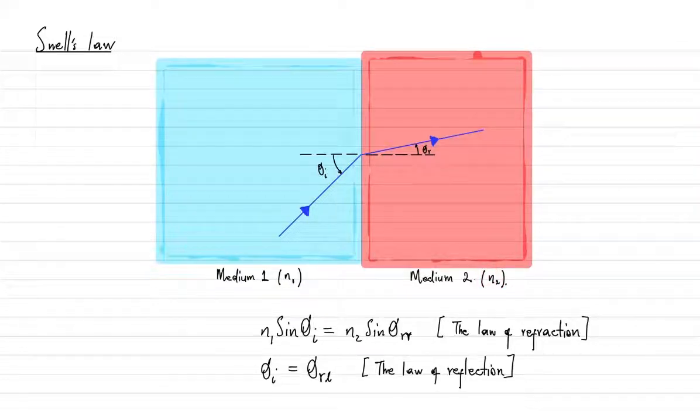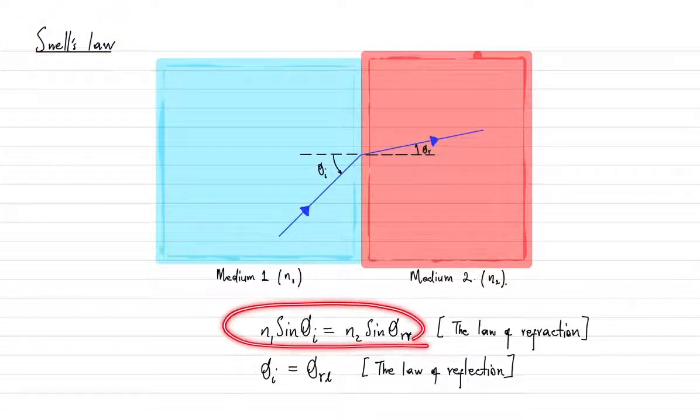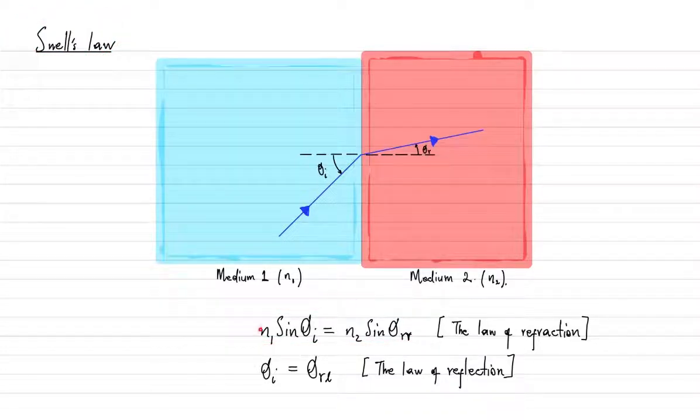When light travels and changes media, the law that governs this interaction is known as Snell's law, and it is given by this. That is, the index of refraction of the first medium times the sine of the angle of incidence is equal to the index of the second medium times the sine of the angle of refraction.